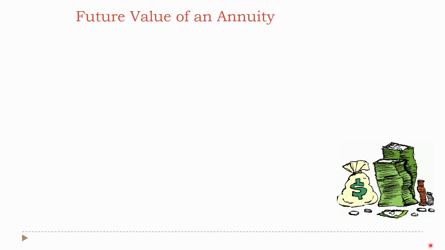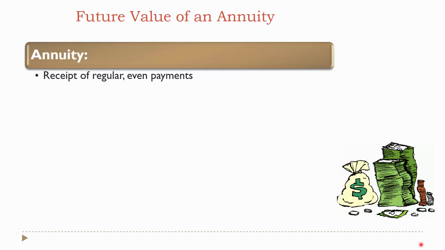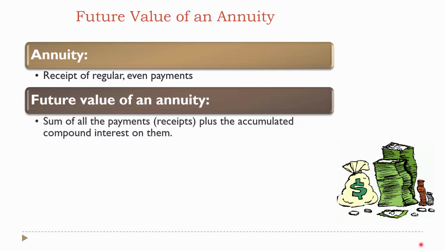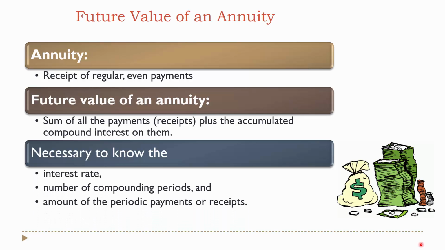Now let's look at an annuity. An annuity is the receipt of regular even payments. So instead of just investing one amount and letting it sit there, we're going to invest amounts regularly. And so when we're looking at the future value of the annuity, it's a sum of all of those payments, or the receipt of money, plus the accumulated amount of compounded interest for those. So we need to look at our factors, which are our interest rate, the number of periods that are going to be compounding, and the amount of that periodic payment or receipt.